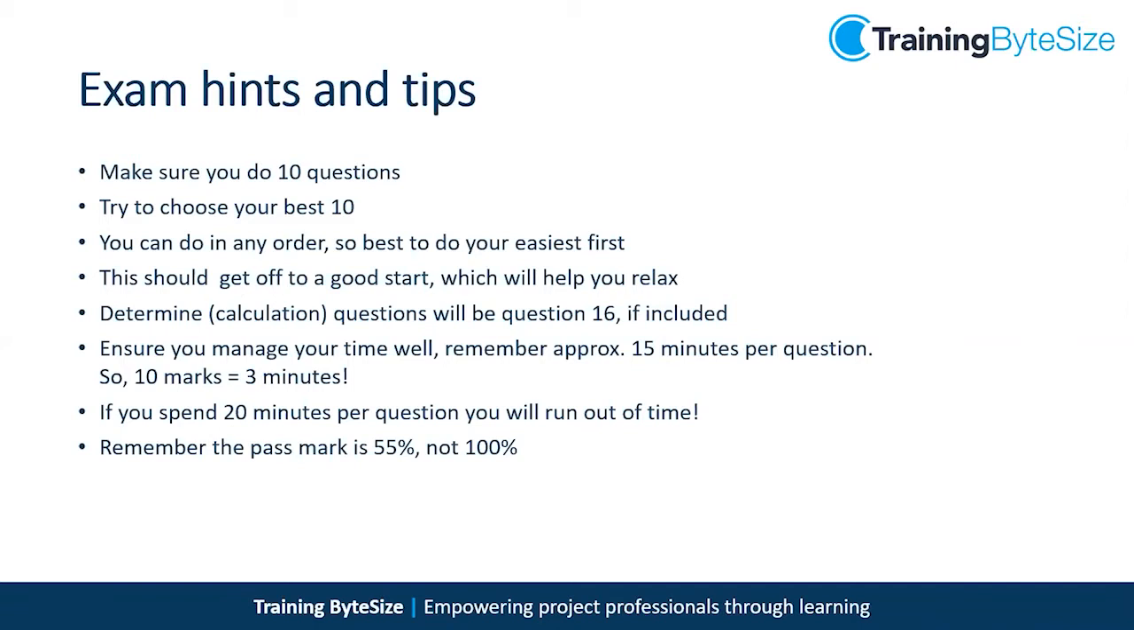So 15 minutes per question, 10 marks per 3 minutes. So there's quite a lot of writing, there's quite a lot of typing. Again, the other thing to keep in mind is you don't have to write War and Peace. It's 55% to pass, not 100%. If you get 60%, 70% for each question, that's a passed exam.